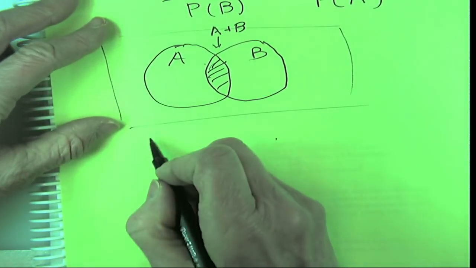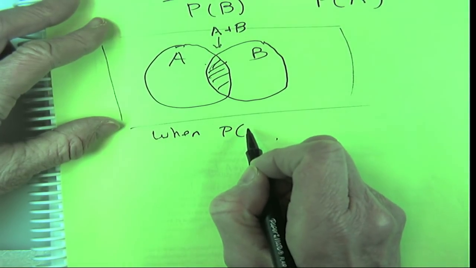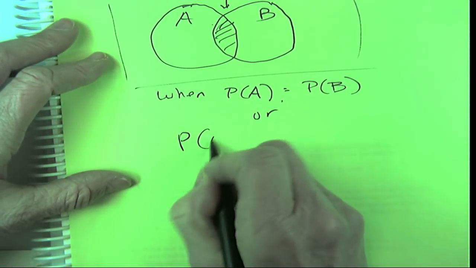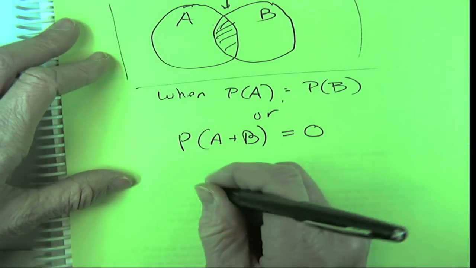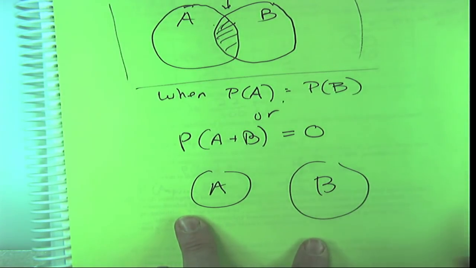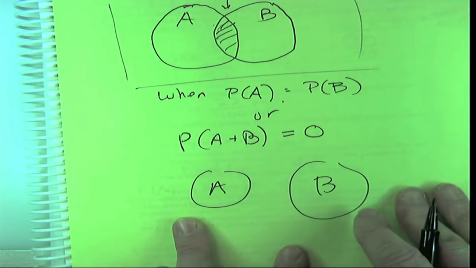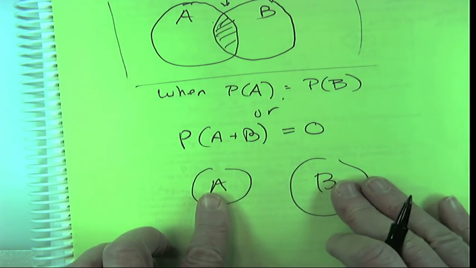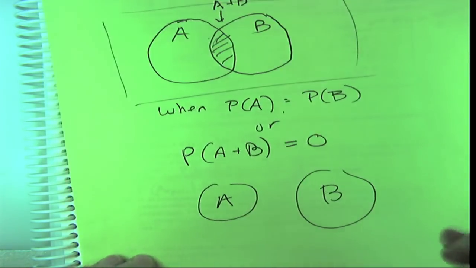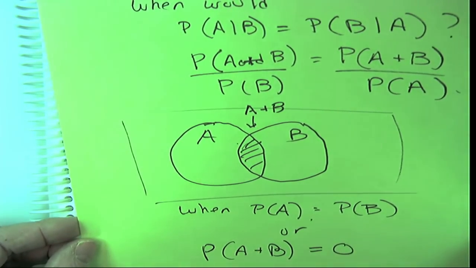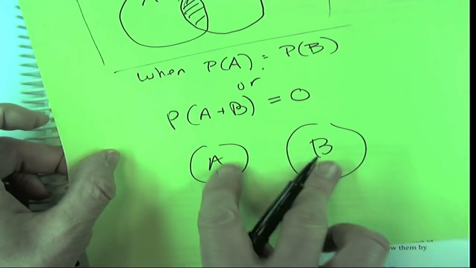So when is it true? When the probability of A is equal to the probability of B, or when the probability of A and B is equal to 0. Like, here's A, here's B. So, of course, A given B and B given A are the same because there's no intersection. So this is the idea here. All right. Because the probability of A and B is 0 here.